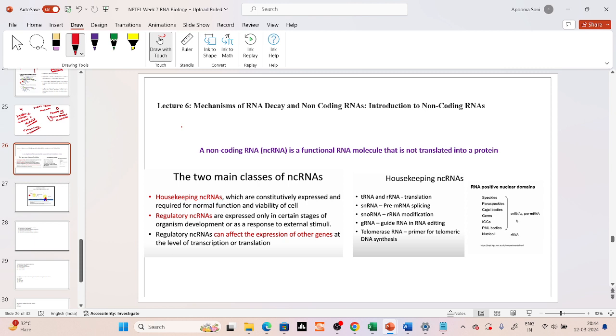And then there are regulatory non-coding RNAs, which are the RNAs expressed in certain stages or in response to certain stimuli. That means regulatory non-coding RNAs are not expressed all the time. They are expressed in certain stages. Those are regulatory non-coding RNA. Okay, then there are certain examples of housekeeping RNA. You can see there are so many: tRNA, rRNA, siRNA, snRNA, guide RNA, telomerase RNA. And then there are others also like speckles, paraspeckles, fragile bodies, genes. These are all examples of housekeeping non-coding RNAs.